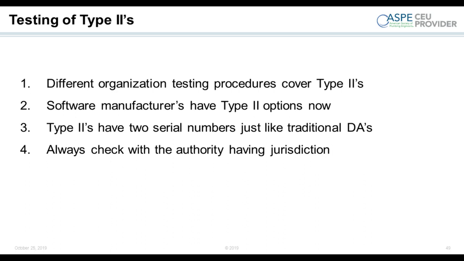So testing, right? Different organizations' testing procedures cover type 2s. The software manufacturers that have the testing software and the submittal software have type 2 options now. Type 2s have serial numbers, one for the main valve, one for the bypass check, just like traditional detector assemblies. But always check with the authority having jurisdiction. Ultimately, it's always their call.